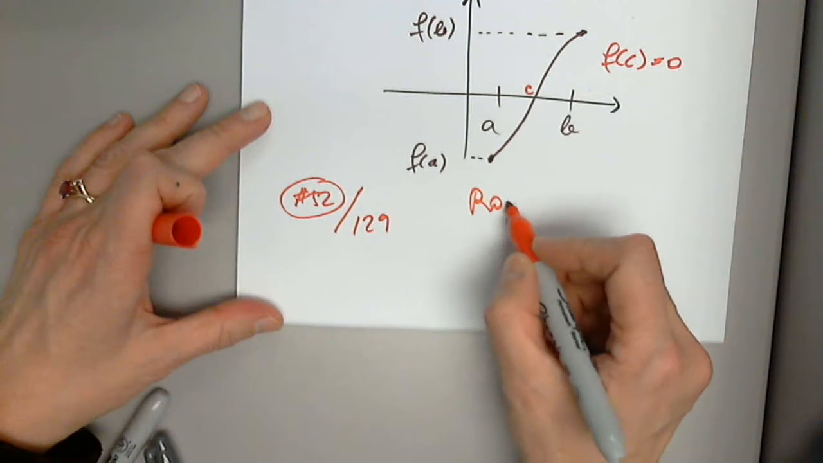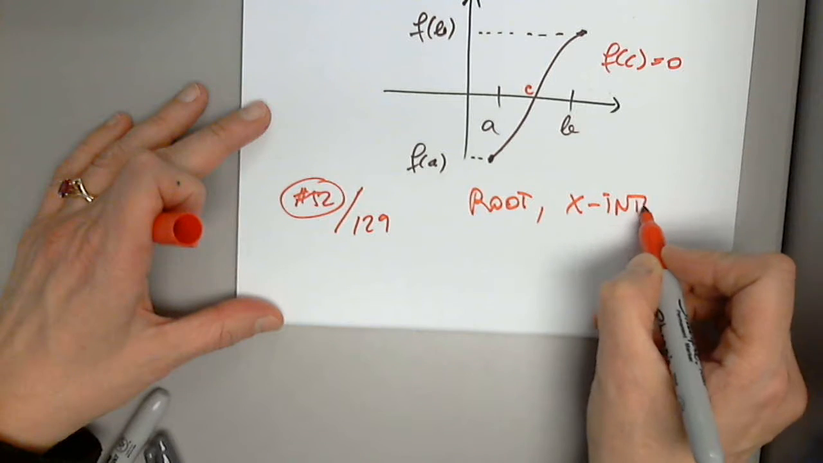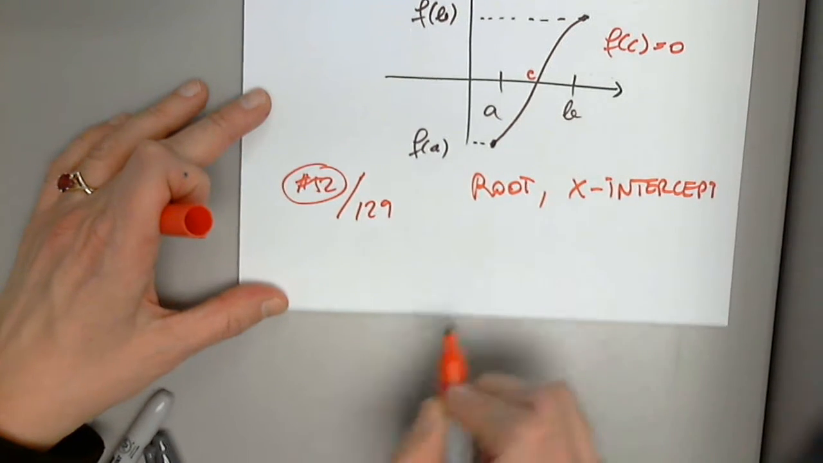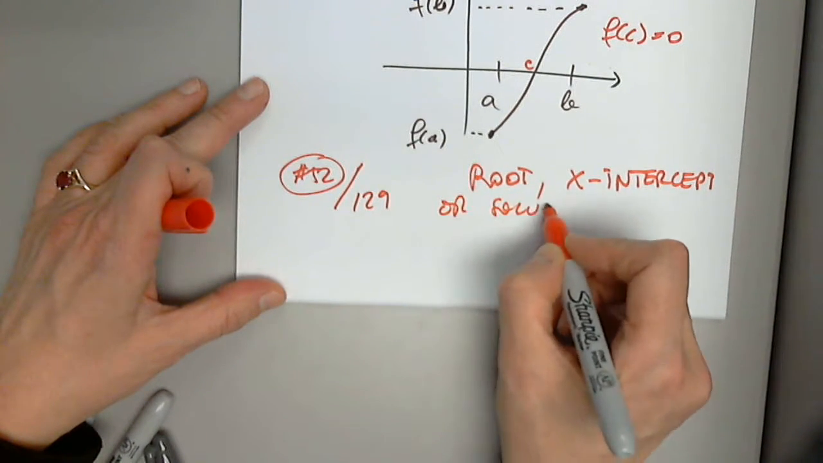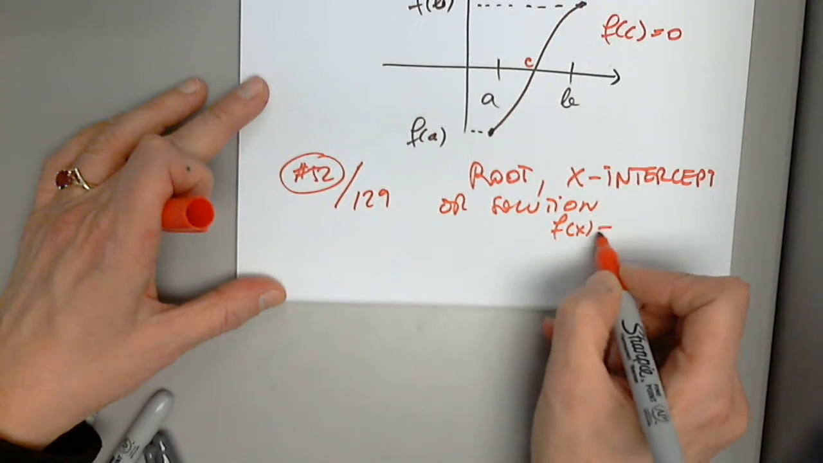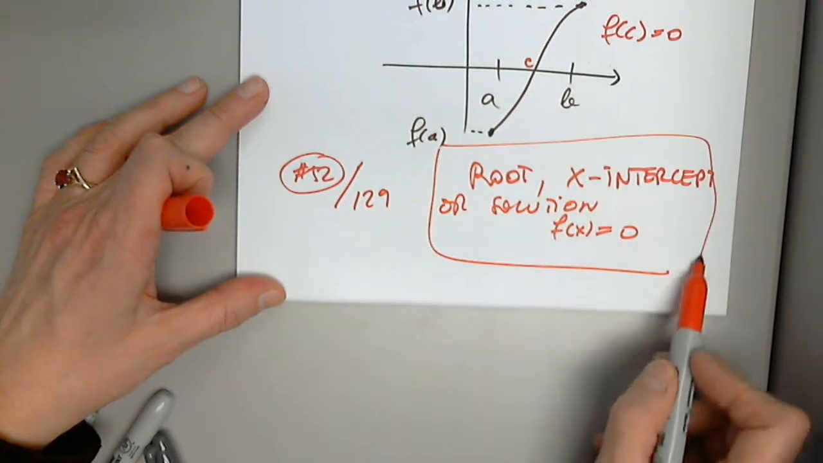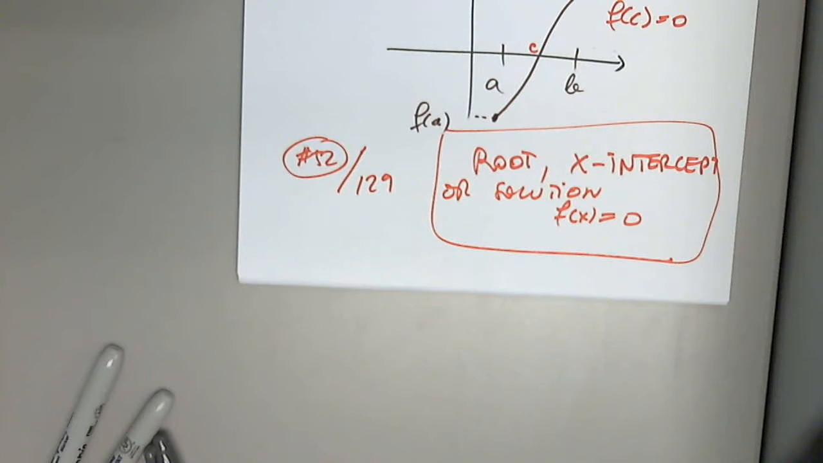So by root or x-intercept or solution to f of x equals 0, we mean the same thing. A root of f of x, the x-intercept of f of x, or solution of f of x equals 0, these are all three identical concepts.